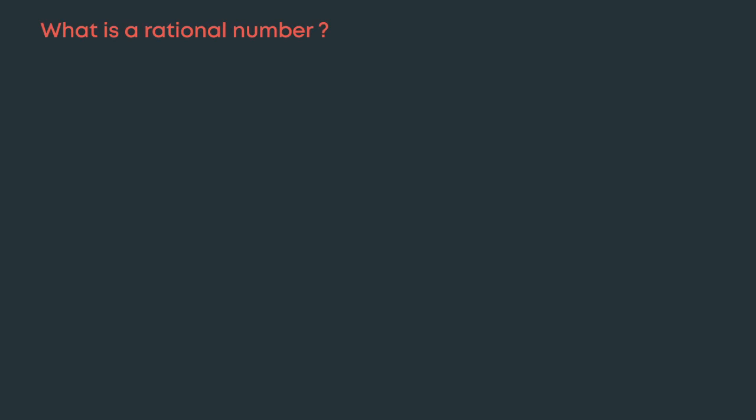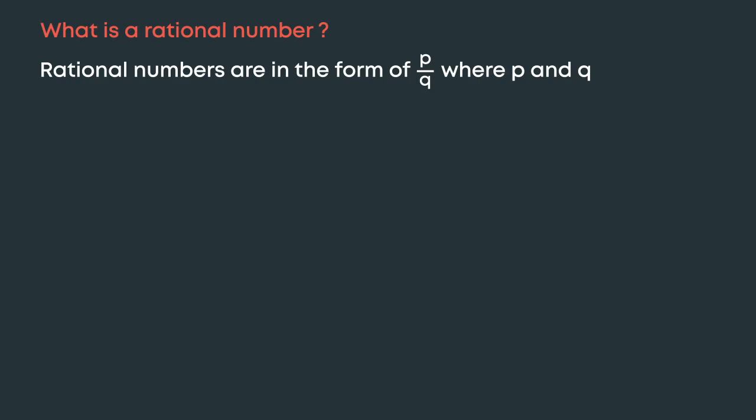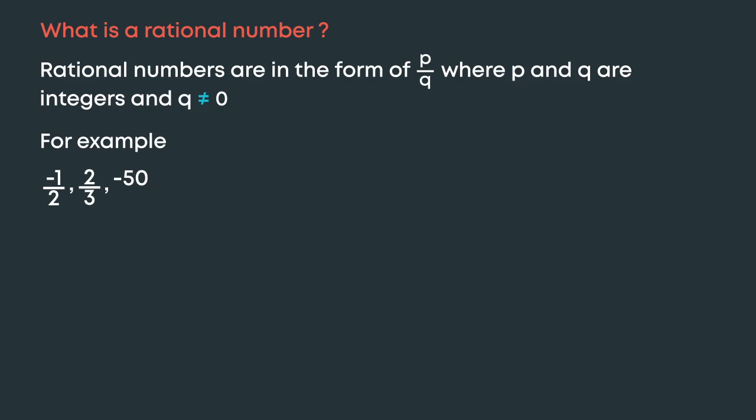Now, let us know about a new number system, rational numbers. Rational numbers are in the form of p by q, where p and q are integers and q is not equal to 0. For example, minus 1 by 2, 2 by 3, minus 500 by 2 are rational numbers.